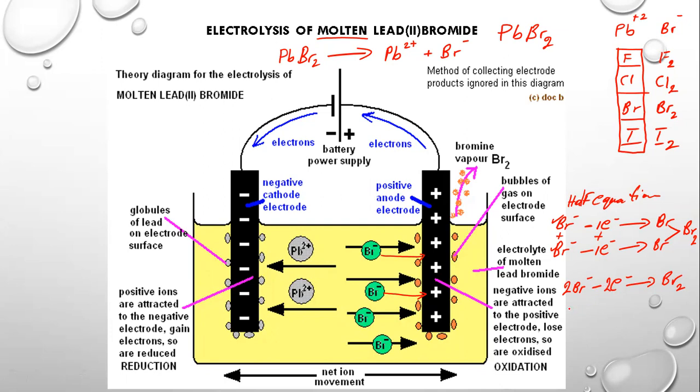But the other way that you'll see this written, perhaps in your textbook, page 73 actually, is like this: 2Br- arrow, and the products of this electrolysis process, this decomposition process, are Br2 plus 2 electrons.